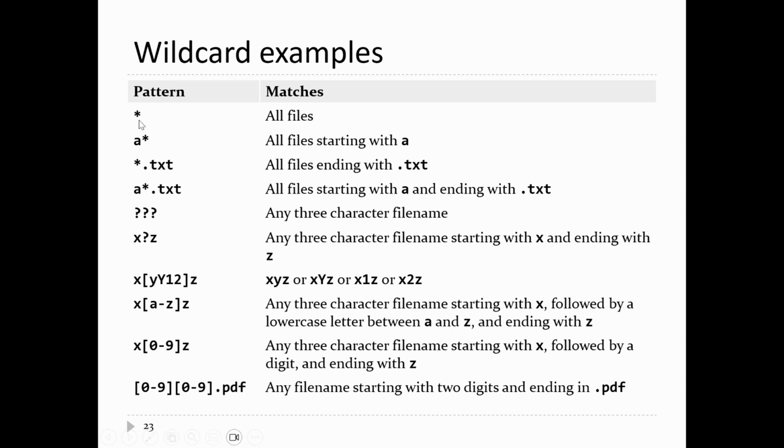Star on its own matches all files, except the hidden files, unless you've configured your shell to show you the hidden files. It's possible to configure Bash to always show the hidden files if you want to. A star matches all file names that start with A. Star.txt matches all file names that end in .txt. A star.txt, all file names that start with an A and end in .txt.